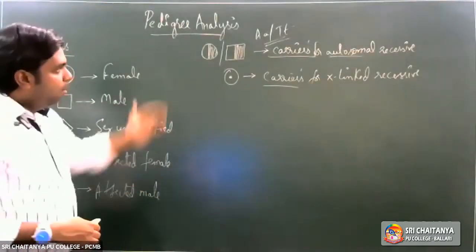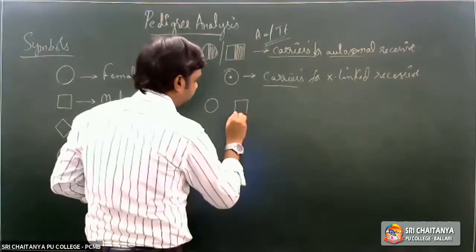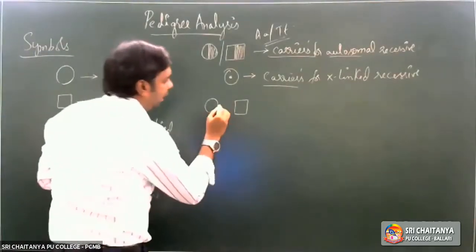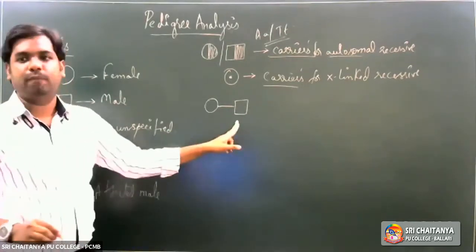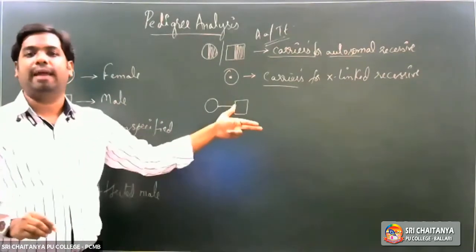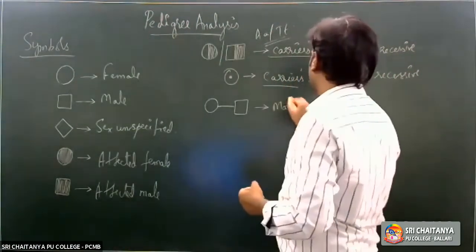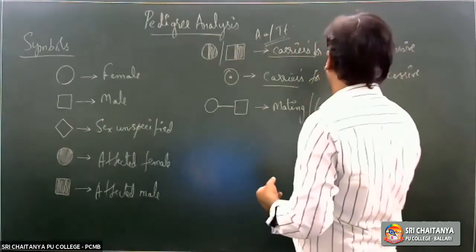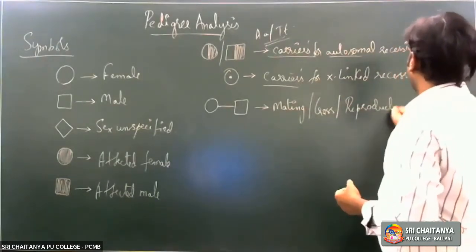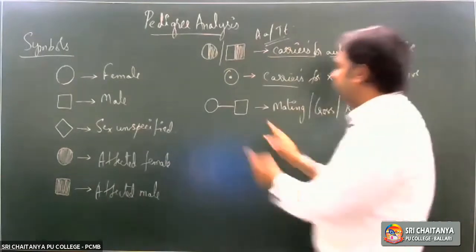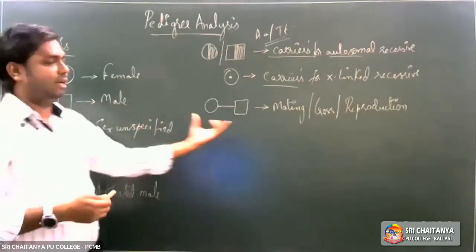Now, moving on to the next symbol. We have a female here and a male here. If this female and male are connected by a horizontal line, such a pedigree symbol is called mating. It is referred to as mating or crossing or reproduction. We use this symbol to indicate that crossing has occurred between these two individuals. In simple terms, we can consider it as a marriage.